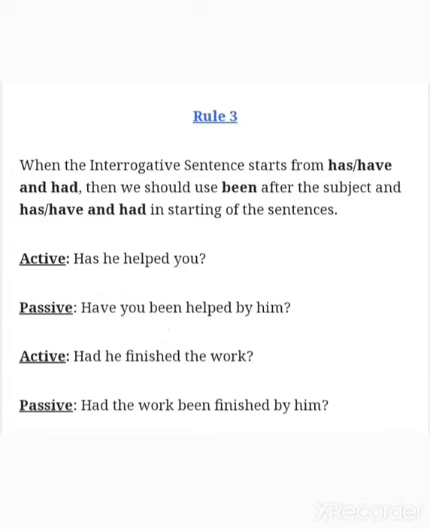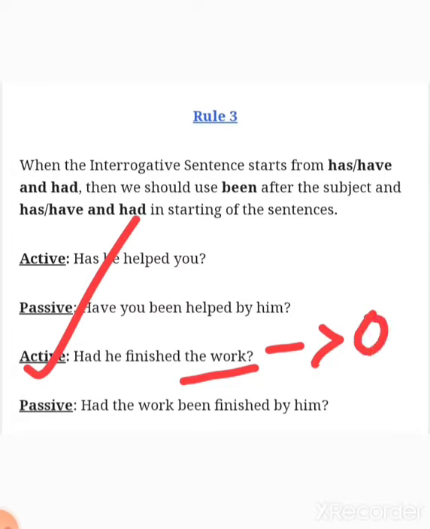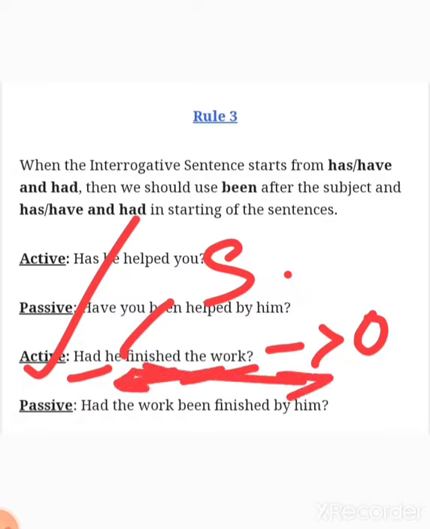Okay, so next, had he finished the work? Question mark. In passive voice, the work is the object, he is the subject, had finished. That means it is written in past perfect tense, had finished. So subject will come to object's place, object will come to subject's place. The work I have written over here. So before the work, only had.